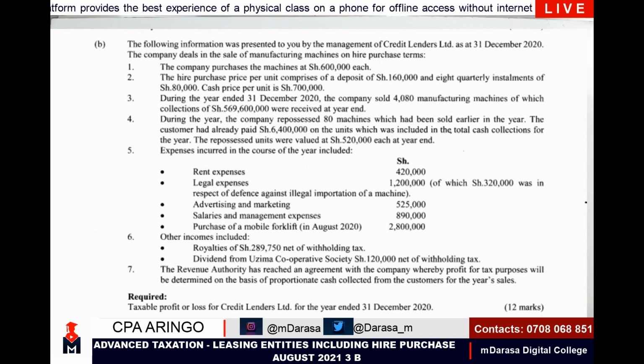Advertising and marketing, I was given 525, allowable expense. Salaries and management expenses, allowable. Purchase of a mobile forklift in August 2020 at 2.8. So that will attract capital allowance, wear and tear allowance, and this should be what? Class A. That should be Class A.